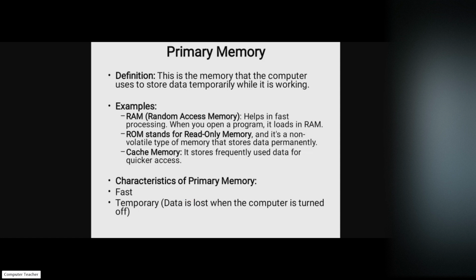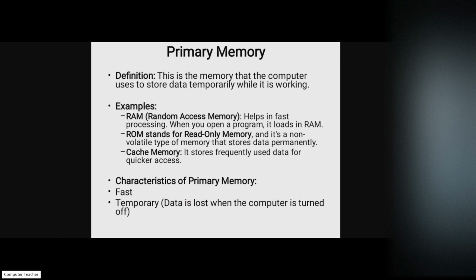Okay. So we have two types here, RAM and ROM. In primary memory, we have RAM and ROM. RAM is generally known as random access memory. It helps in fast processing.